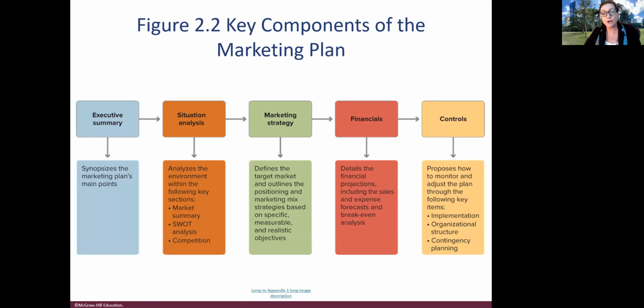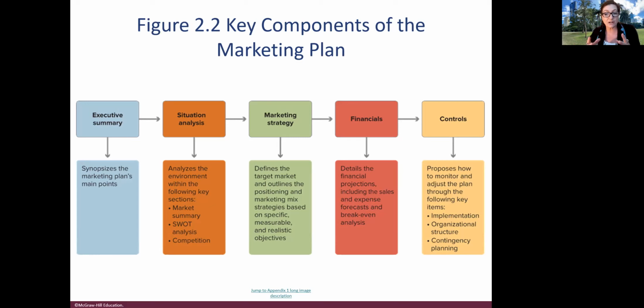So at the front end, we've got the executive summary. So this is the 1-page whole and complete standalone summary of what the rest of the marketing plan says. In the situation analysis, what we're doing is presenting, this is what's going on in the market, this is what's going on in the industry, this is what's going on in the organization. And we use various tools to conduct that situation analysis.